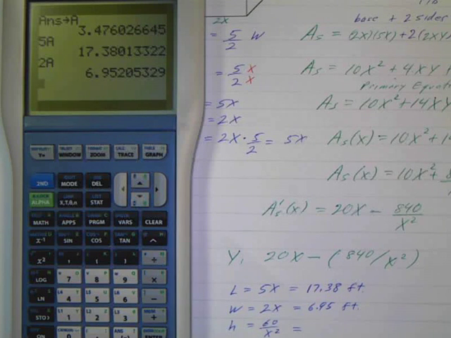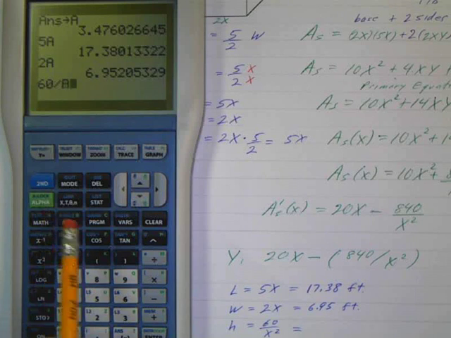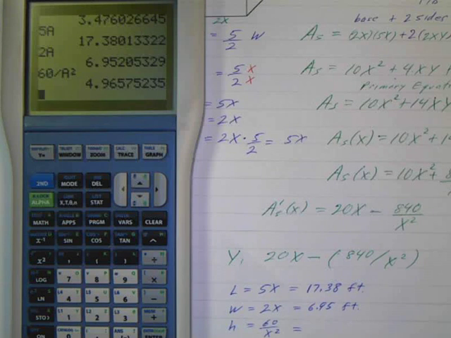And the last one is the height, and that's going to be 60 divided by x squared, so that's going to be alpha A. So I'll just press alpha A and then use the little x squared button there. And we get 4.9. Now this is 5 or bigger, so I'm going to add 1, so 4.97. And those are your dimensions. Okay? So those dimensions will use the least amount of material that will have 600 cubic feet.